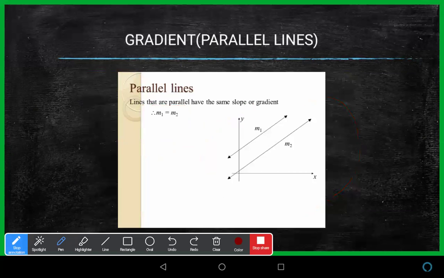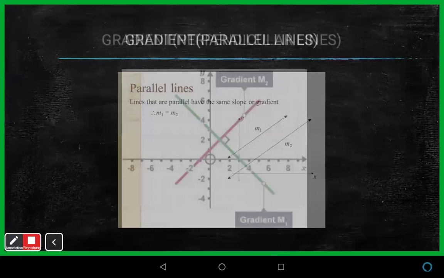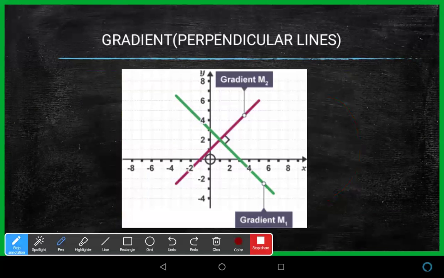Another is the perpendicular line. Perpendicular means the lines intersect at 90 degrees. You can see this 90 degrees. So when two lines intersect at 90 degrees, the slopes will be such that m1 multiplied by m2 is equal to minus 1.